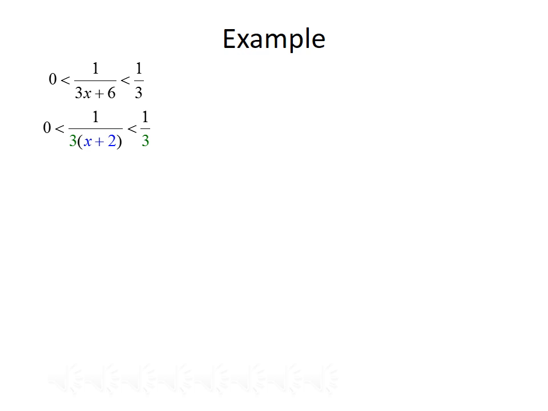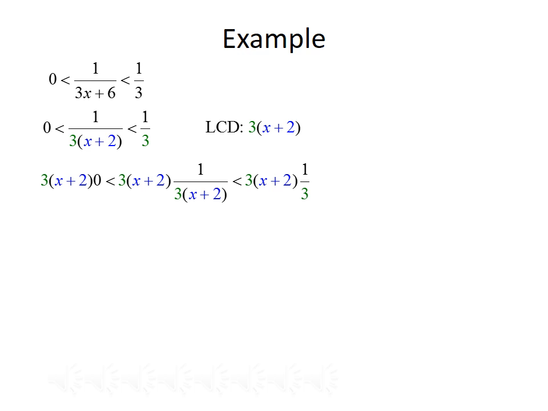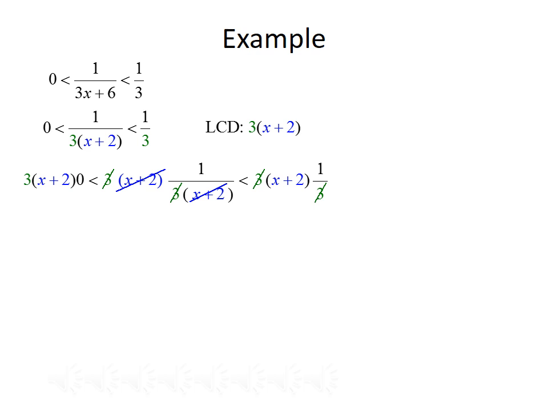So if we look at our denominators, we have 3 times x plus 2, and we have 3. We multiply all three parts of the inequality by the least common denominator, 3 times x plus 2. And we see that a lot of terms cancel out, allowing us to simplify. So after the terms cancel out, we're left with 0 is less than 1 is less than x plus 2. Now 0 is always less than 1, so we're not going to worry about that part of the inequality. We just want to solve 1 is less than x plus 2.